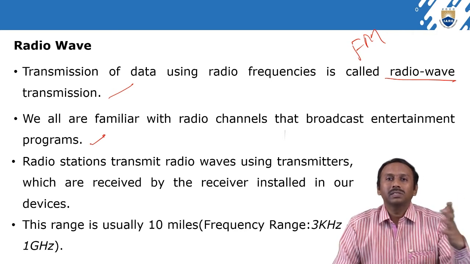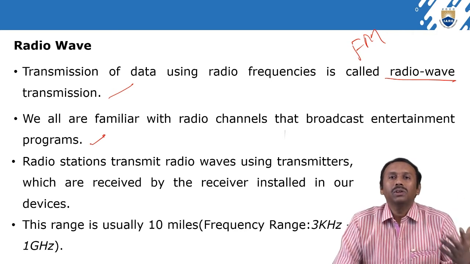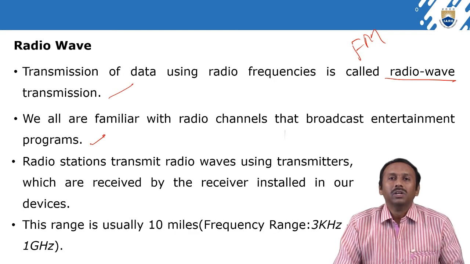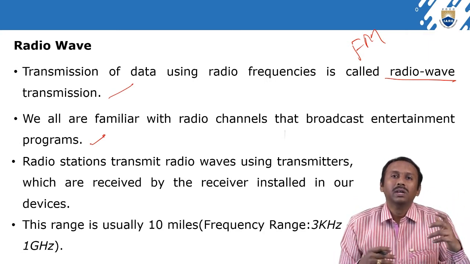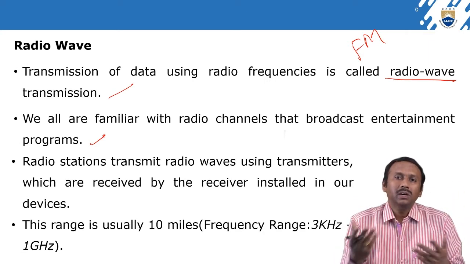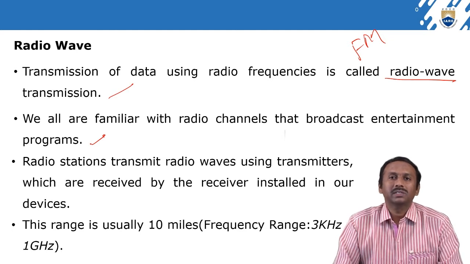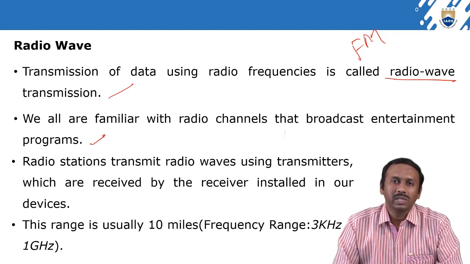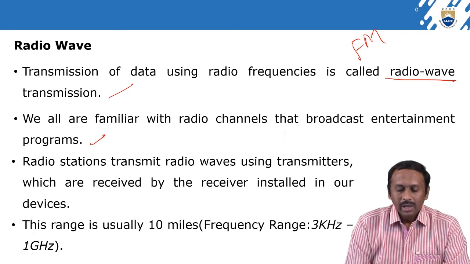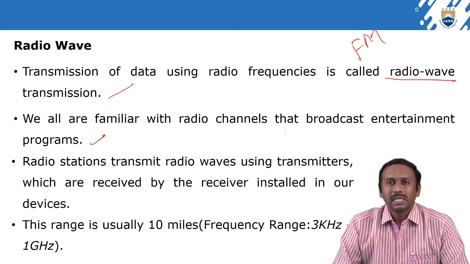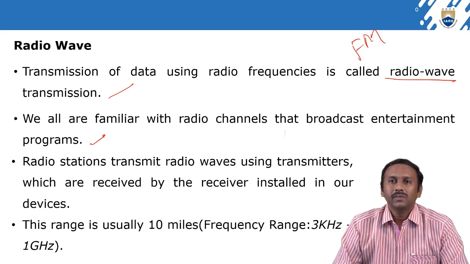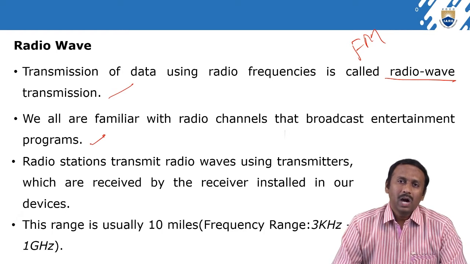What is the voice coming from our device? How does the voice come from our device? Through these radio waves. Our device receives those radio waves and generates the voice, converting the signals into voice form, right? Radio stations transmit radio waves using transmitters, which are received by the receiver installed in our device, right?